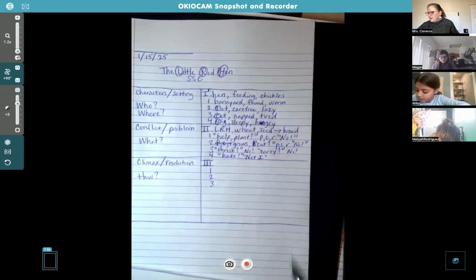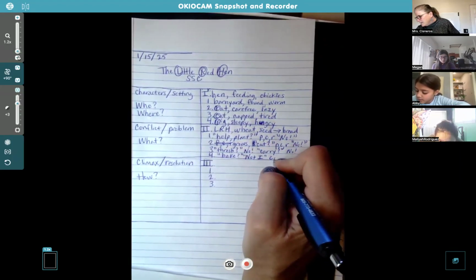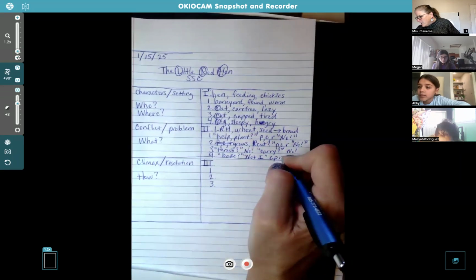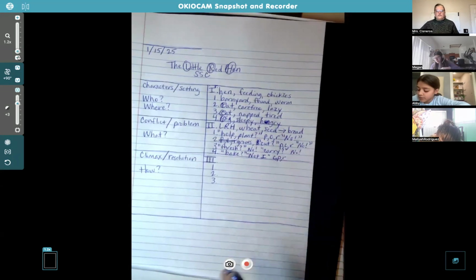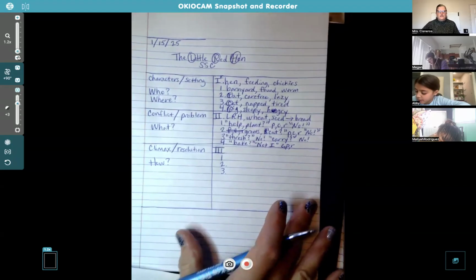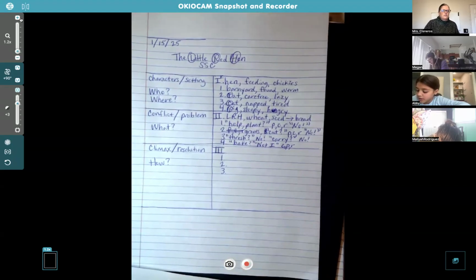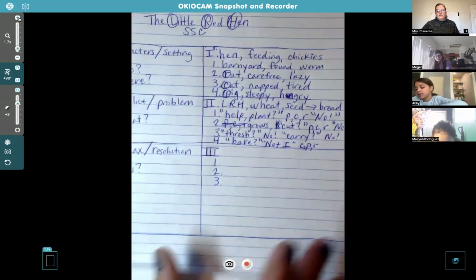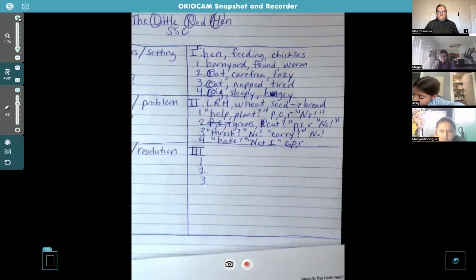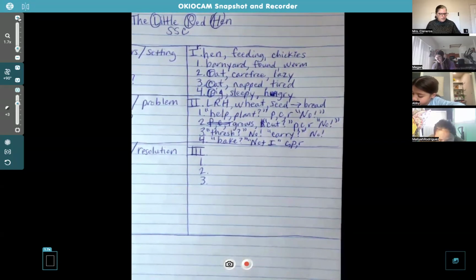They all said not I. Oh yeah, I forgot to put C and P and R here for all those characters, the cat, the pig, and the rat. Let me zoom in so you can see this a little better. They all said no, not I. I know I'm going kind of fast here, but I want to finish this up so you guys are ready to write your paragraphs this week.